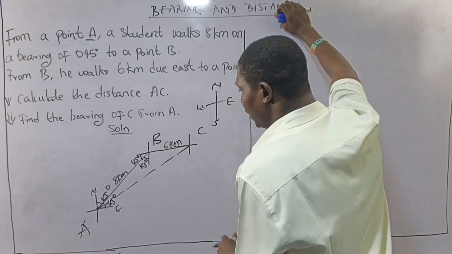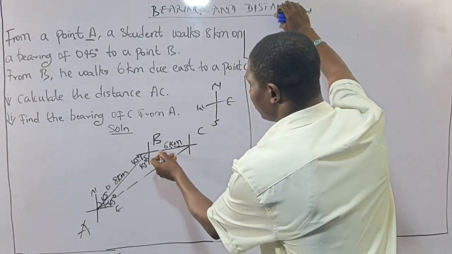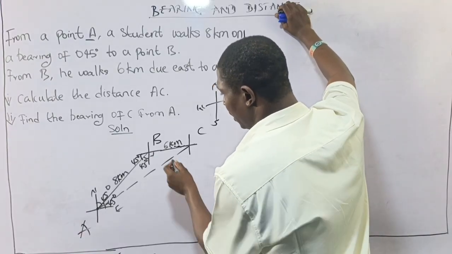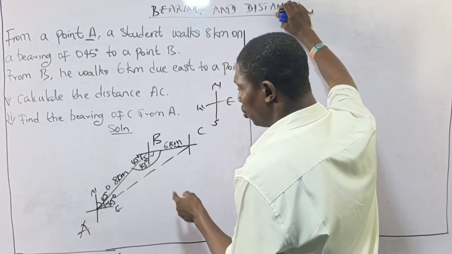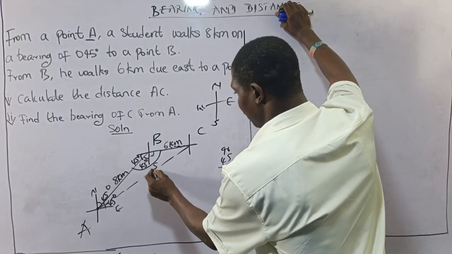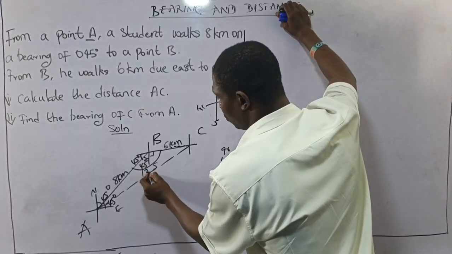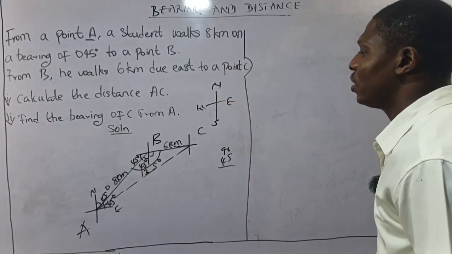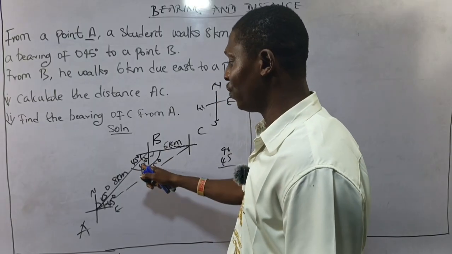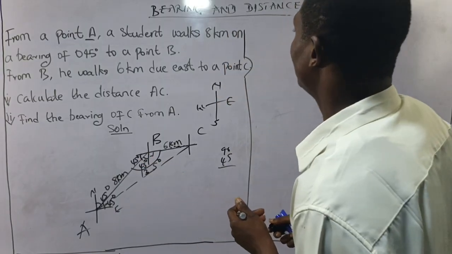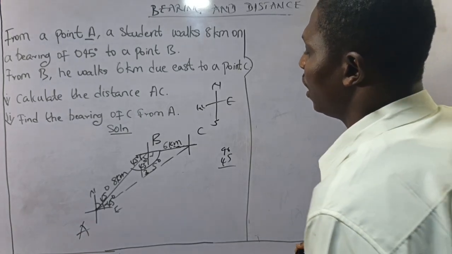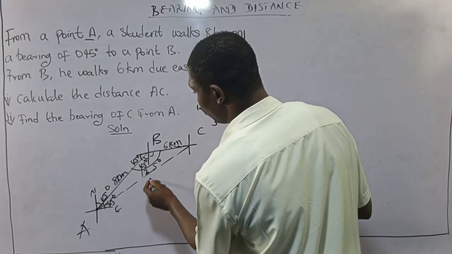Now, if this is 45 degrees and this move from east to the west of this should be 90 degrees, this angle here should be 90 plus 45, which is 135 degrees. So angle ABC is 135 degrees. Take note, combination of 45 degrees and the right angle formed there. Now what they ask us to calculate is AC.